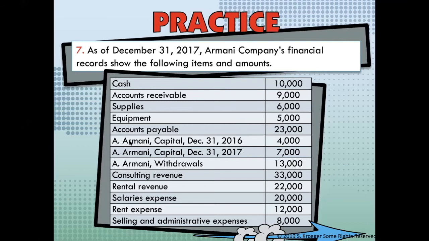This is our last classwork problem to work on, number 7. As of December 31st, 2017, Armani Company's financial records show the following items and amounts. We have cash, accounts receivable, supplies, equipment, accounts payable, the capital accounts at the end of last year, so that means the beginning of this year, and then at the end of this year. The owner's withdrawals, 2 revenue accounts, and then 3 expense accounts. These do go in order.